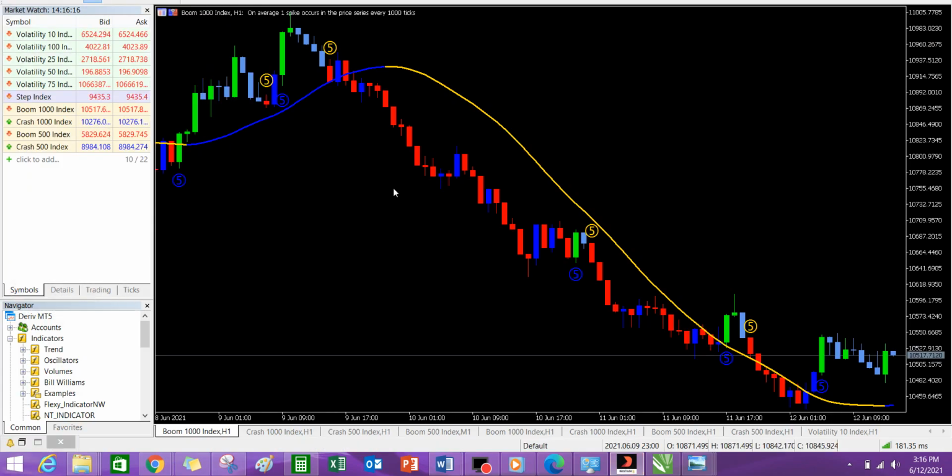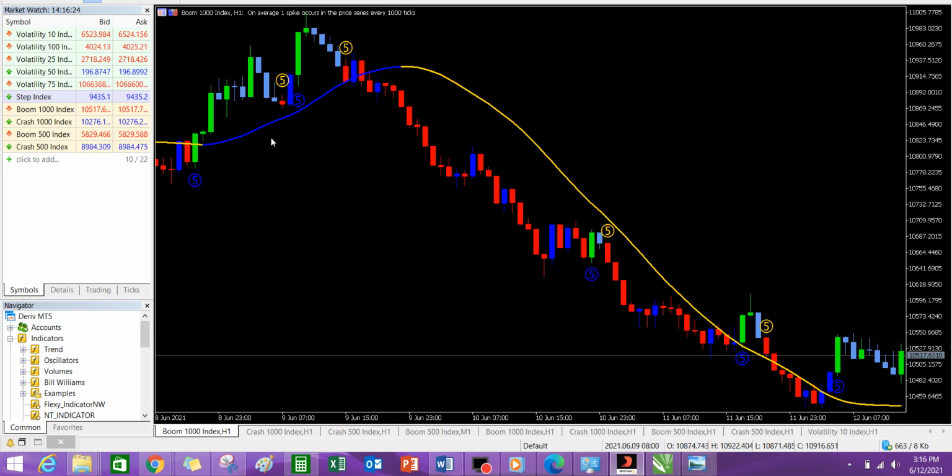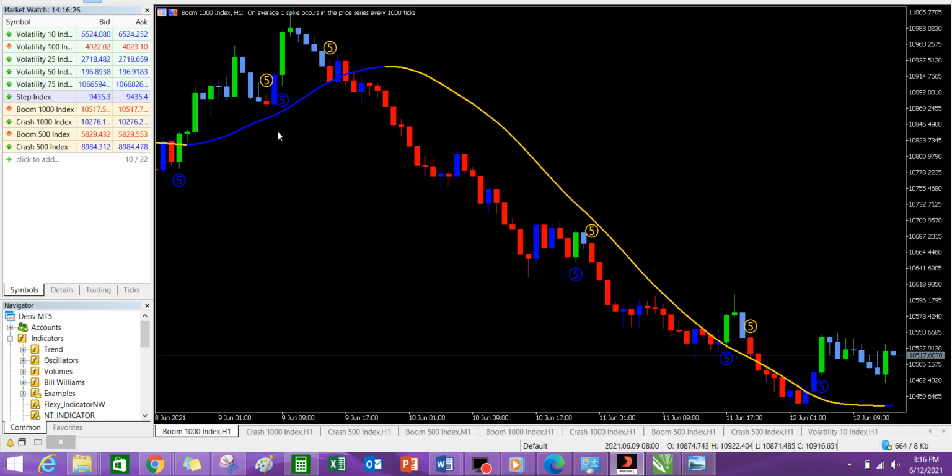So I'm starting with boom 1000, and I'm using the signal indicator with this. The signal indicator comes with this blue and yellow line. It changes from blue to yellow line and yellow to blue line depending on the trend of the market.